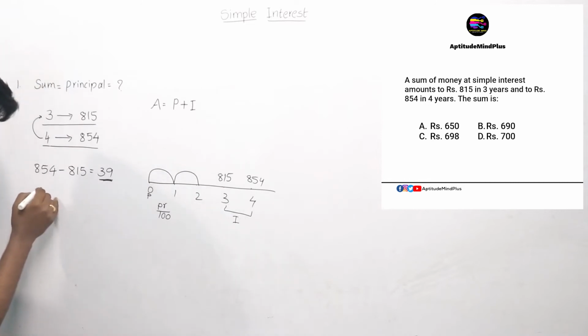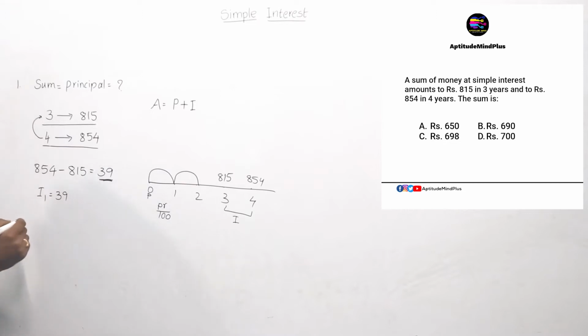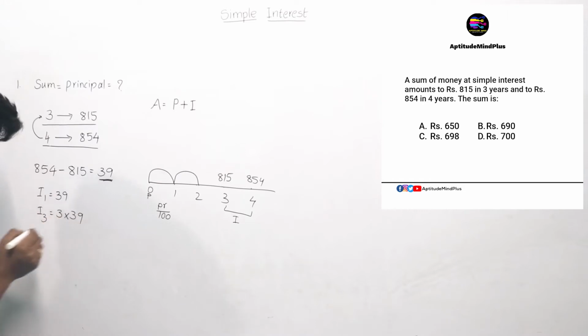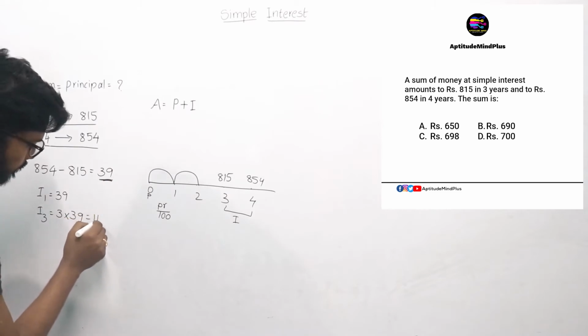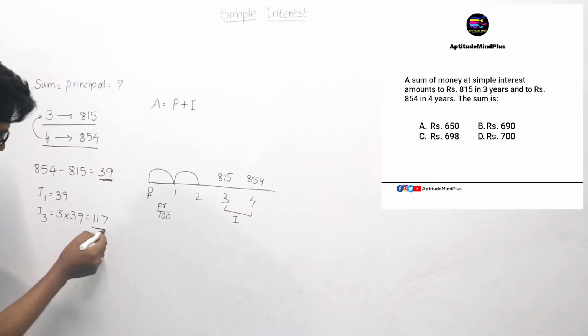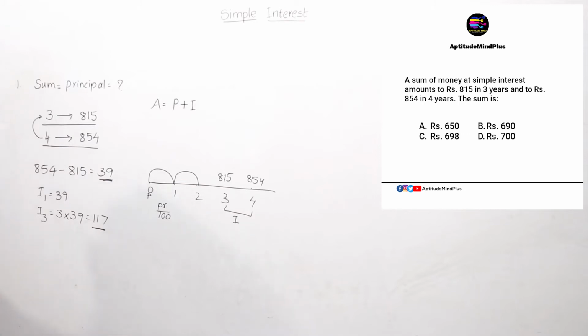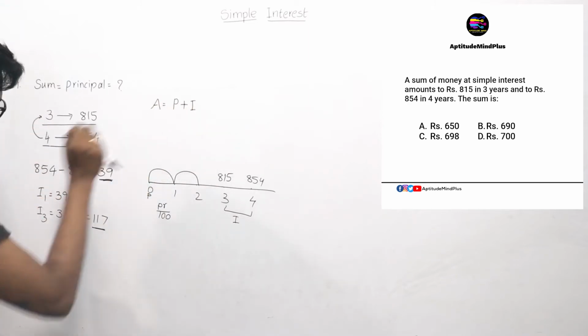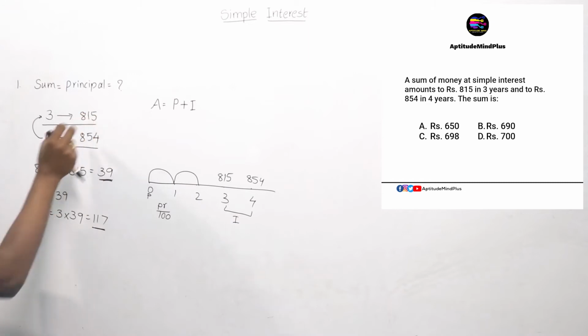So interest for 1 year is 39 rupees. So interest for 3 years will be 3 into 39, that is 117. This is the interest for 3 years, and you have to remember, after 3 years you pay the principal amount plus interest, right? That is why we got 815 here.